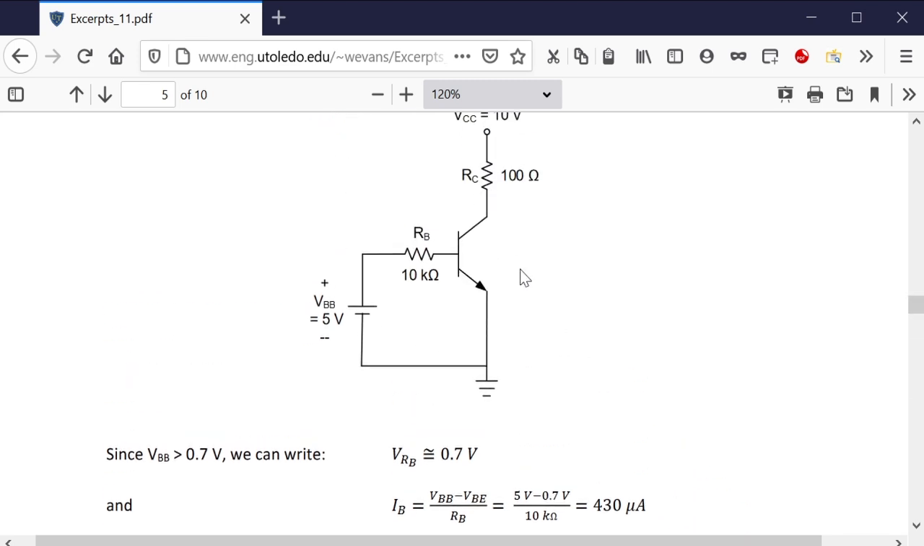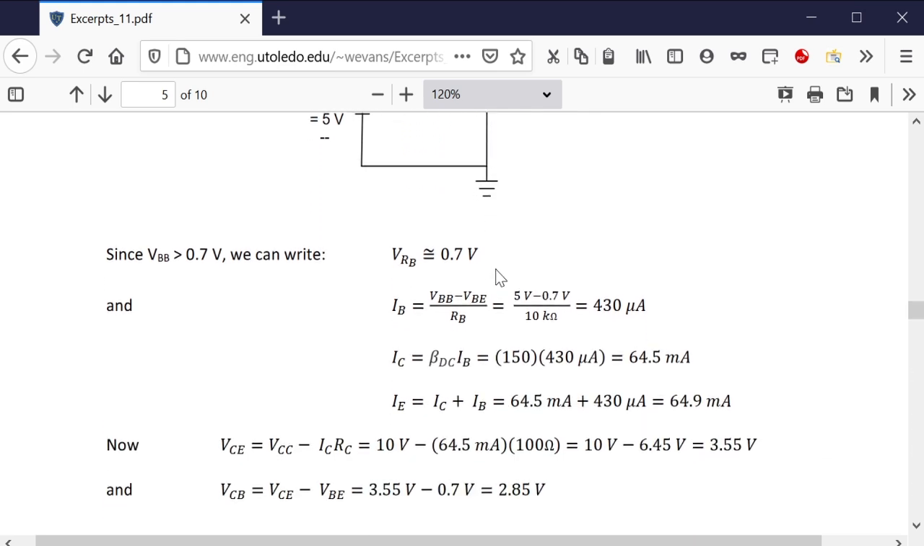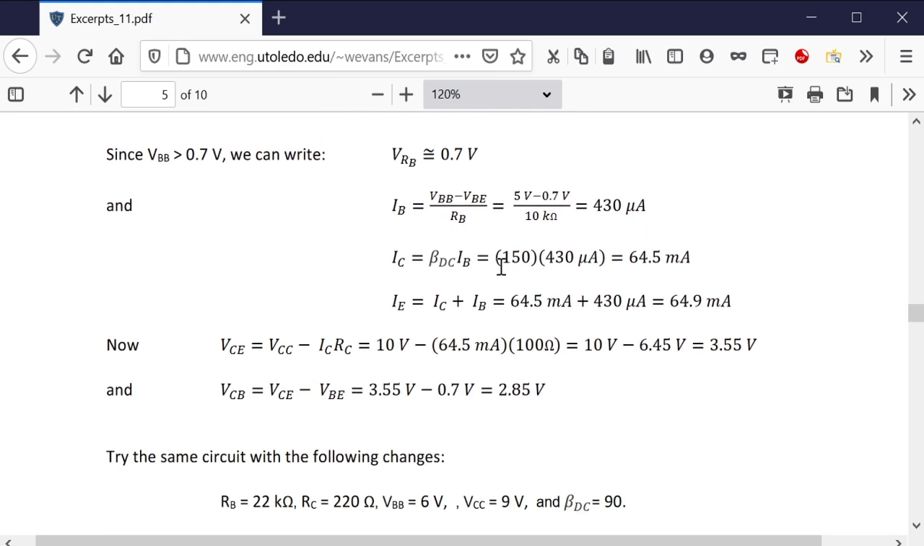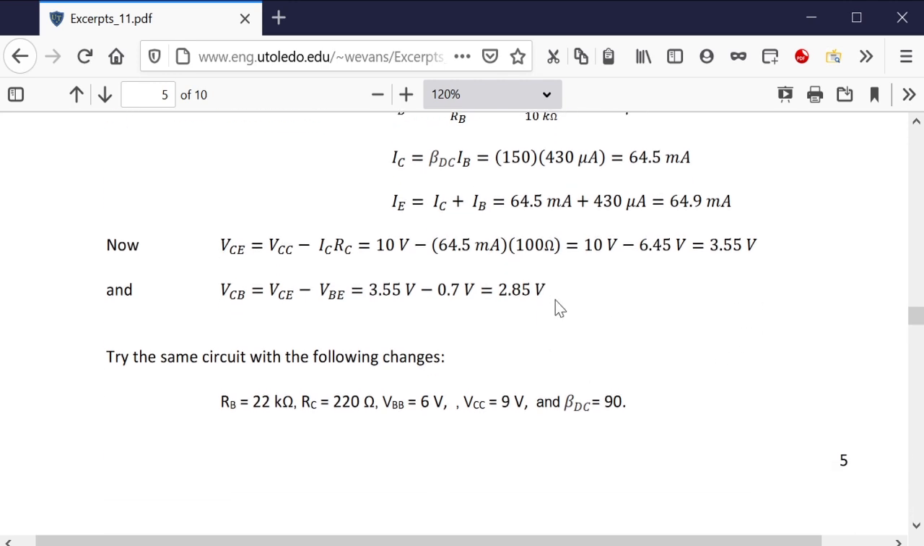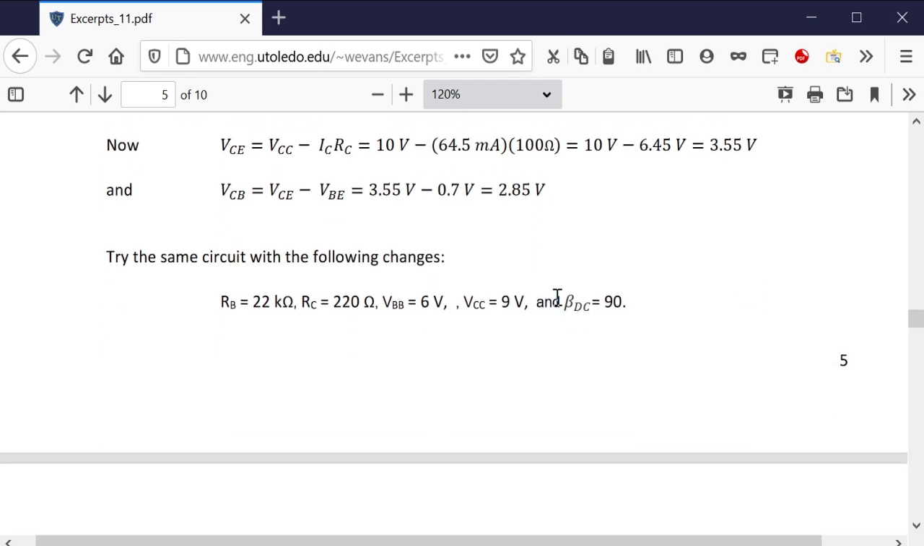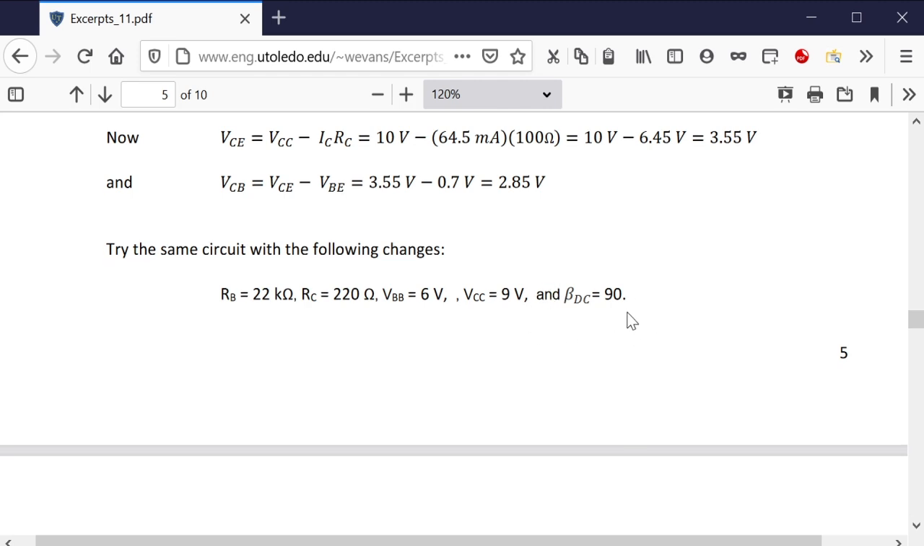Now I can find the voltage from C to E, which is how much we amplified the circuit, and it's VCC minus IC times RC. So here our VCE is 3.55 volts. And we also can calculate VCB as 2.85 volts, which is this minus 0.7. Okay, now try the same thing with changing the beta, and you'll see some differences.